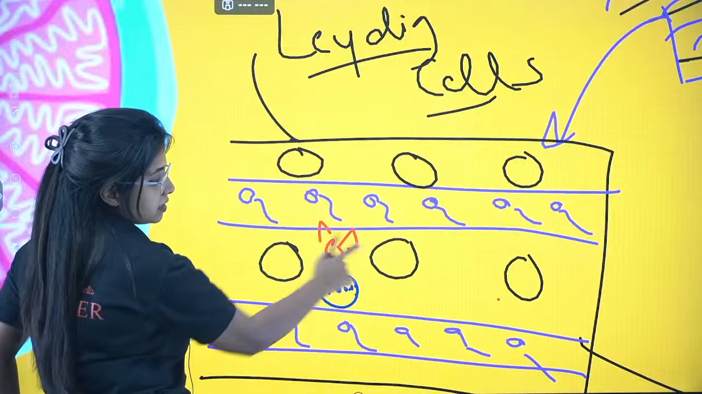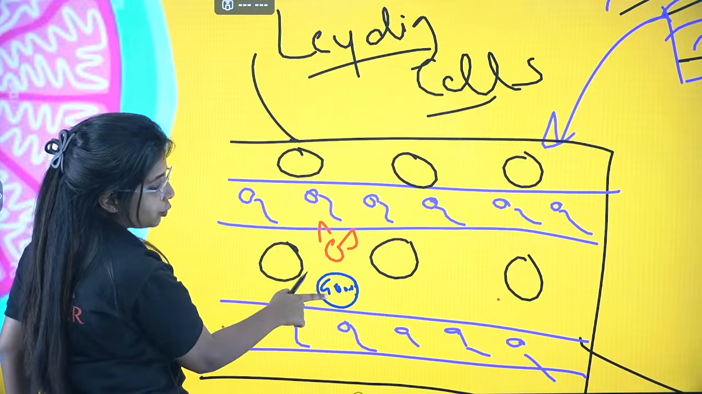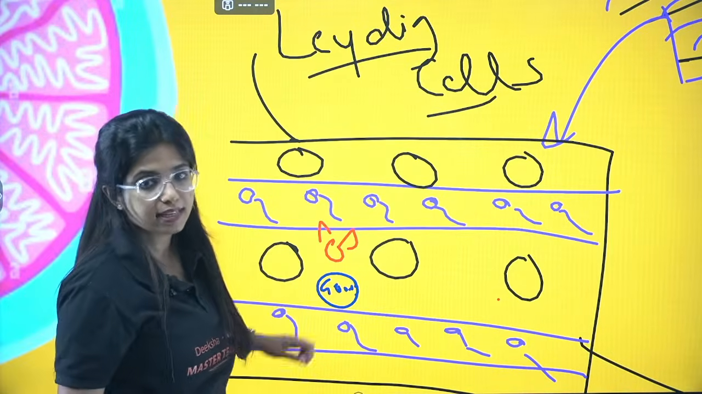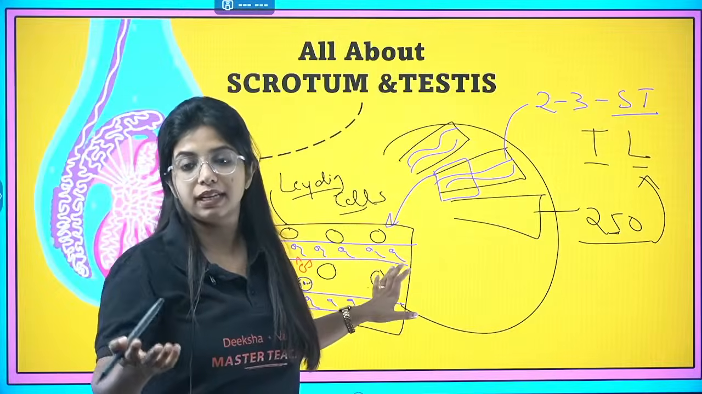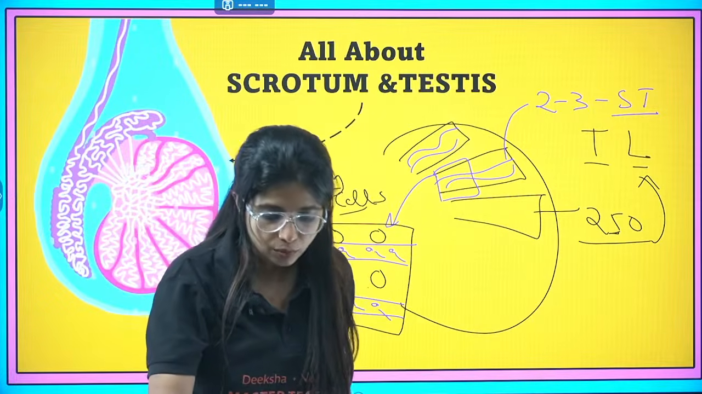So these are Leydig cells. This is the bad organism out there. To kill them, you have other immunological cells as well, which is basically the white blood cells. They are going to do the work.